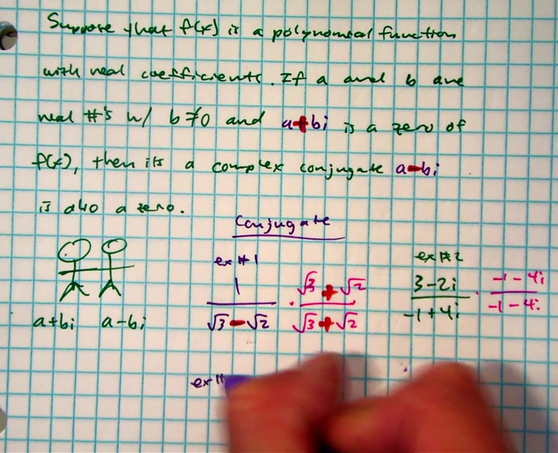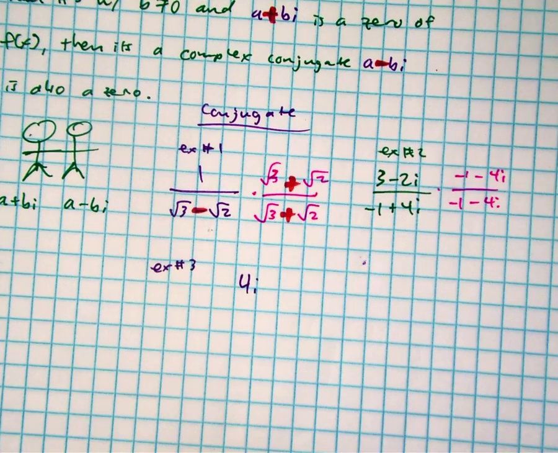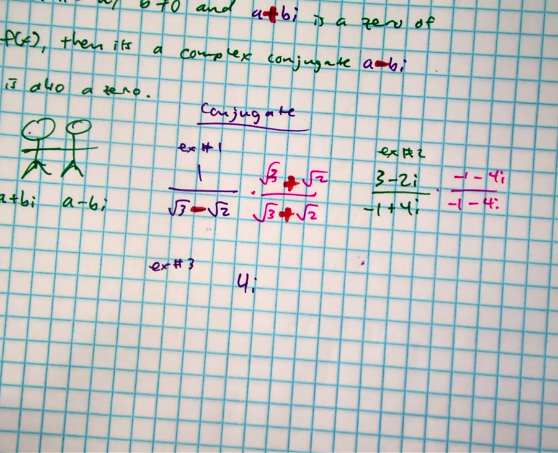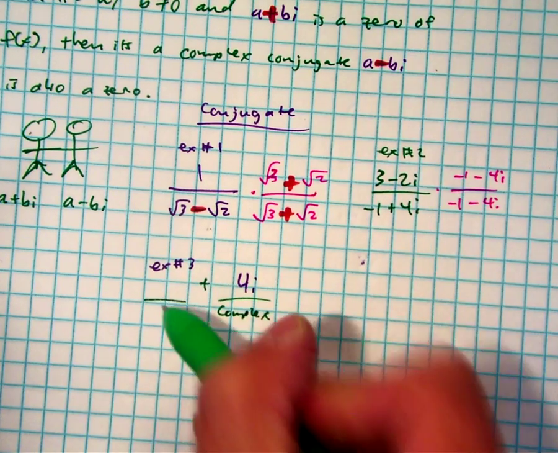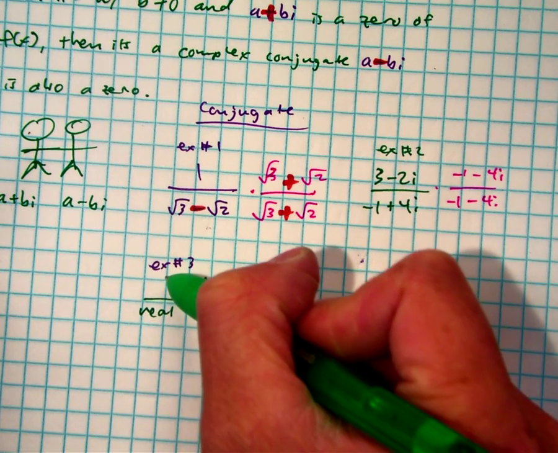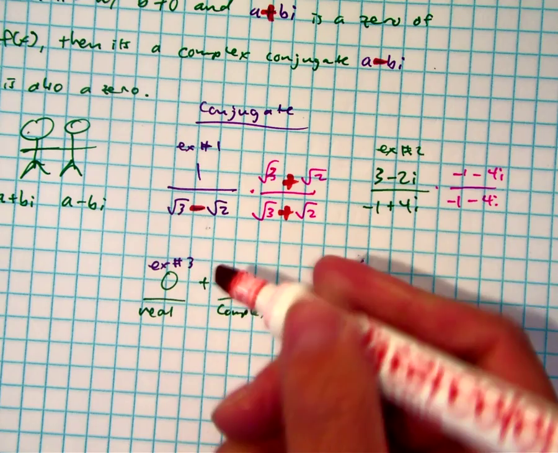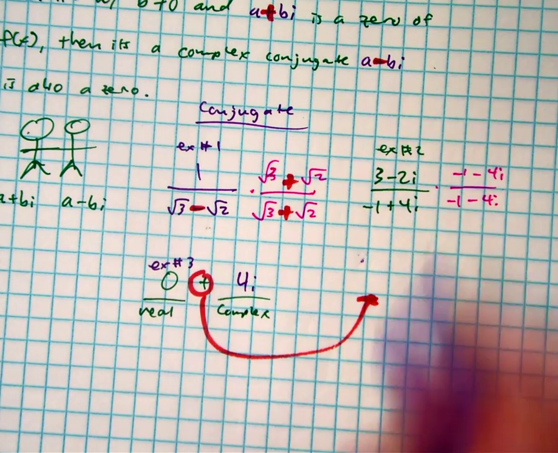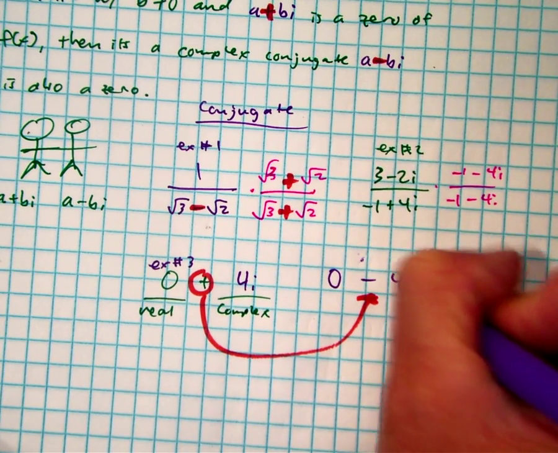What was the example I gave you guys on the screen? 4i. Okay, let's talk about 4i. Is 4i real or unreal? We call that complex. Usually we write the real in front, so there's no number there, so you can put a 0. Its conjugate is what? Yeah, pay attention. 0 minus 4i.